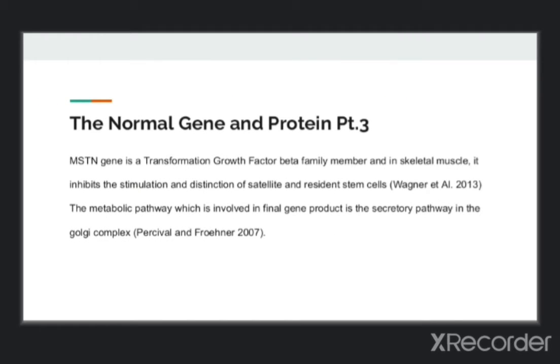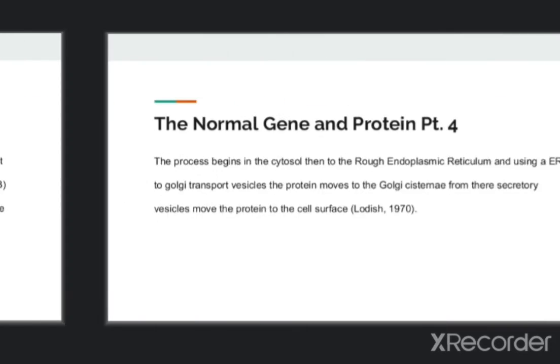The normal gene and protein, part 3. The MSTN gene is a transforming growth factor beta family member, and in skeletal muscle, it inhibits the stimulation and differentiation of satellite and resident stem cells. The metabolic pathway which is involved in the final gene product is the secretory pathway in the Golgi complex.